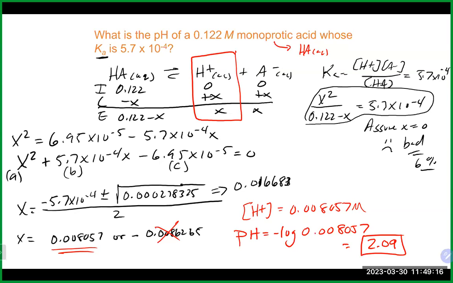Any questions on any of those steps there? So, yeah. The 6.95, this number here. So basically what I did is I took everything on the bottom here and multiplied it to the other side. So that's basically 5.7 times 10 to the minus 4 times 0.122. Other questions?